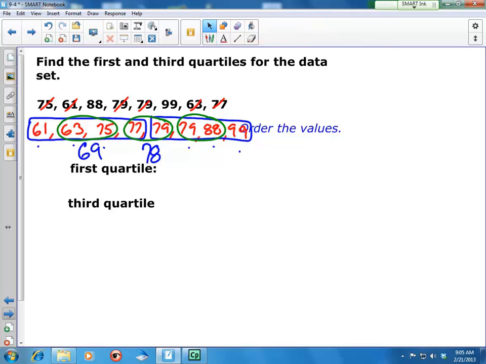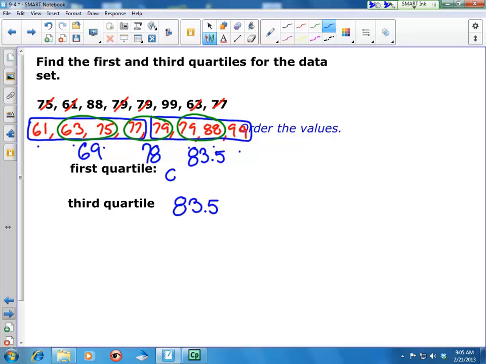Okay. Now let's do this. Our 79 plus 88 equals 167. Divided by 2 gives us 83.5. So our upper quartile is going to be 83.5. So our third quartile, or upper quartile, is going to be 83.5. And our first quartile is 69.